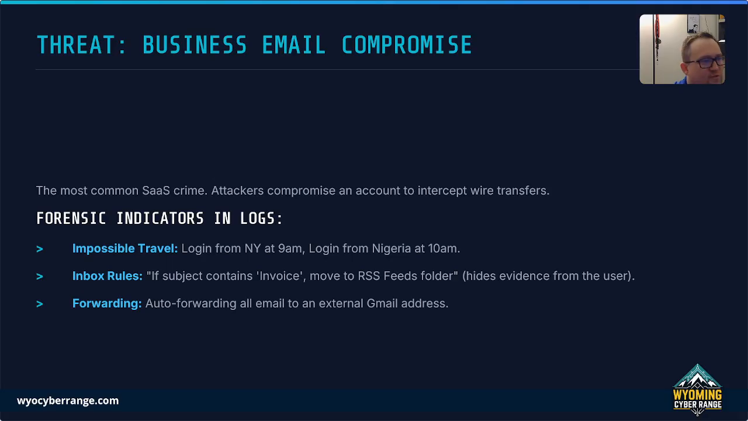So we may look for specific forensic indicators in the log itself. For one, we may look for things like impossible travel. Did the person travel from New York to Nigeria within an hour? Well, that's impossible travel, so that's definitely going to be an indicator of compromise.